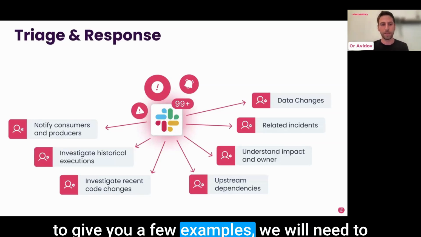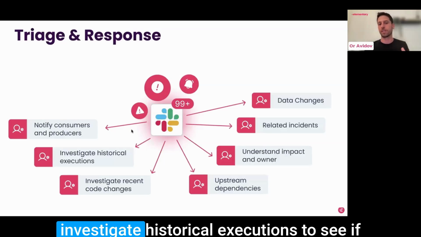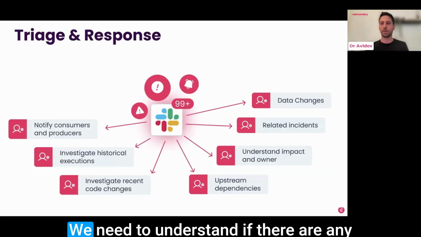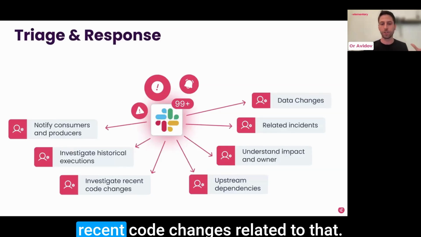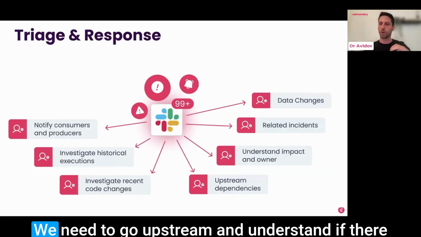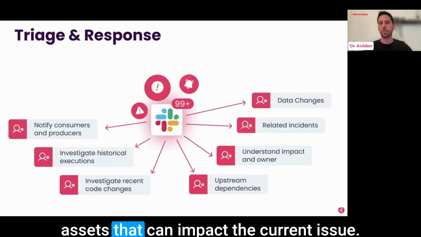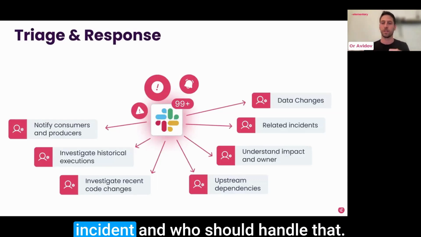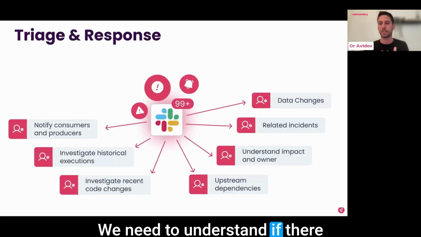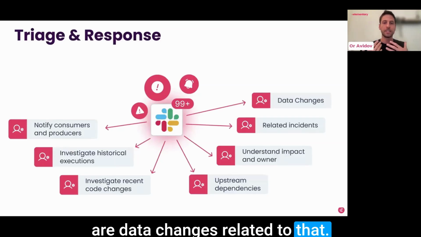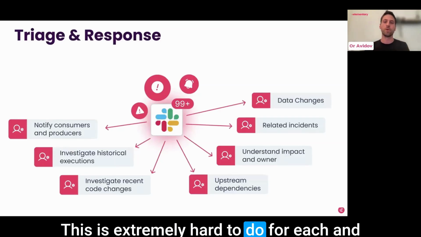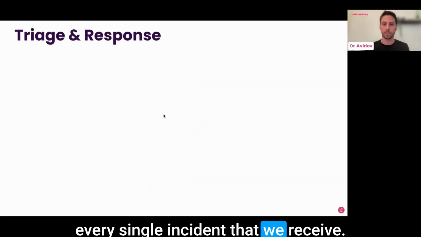To give you a few examples, we will need to investigate historical executions to see if this is the first time this issue has happened. We need to understand if there are any recent code changes related to that. We need to go upstream and understand if there are any related incidents on these upstream assets that can impact the current issue. We need to understand the impact of that incident and who should handle that. We need to understand if there are data changes related to that. This is extremely hard to do for each and every single incident that we receive.